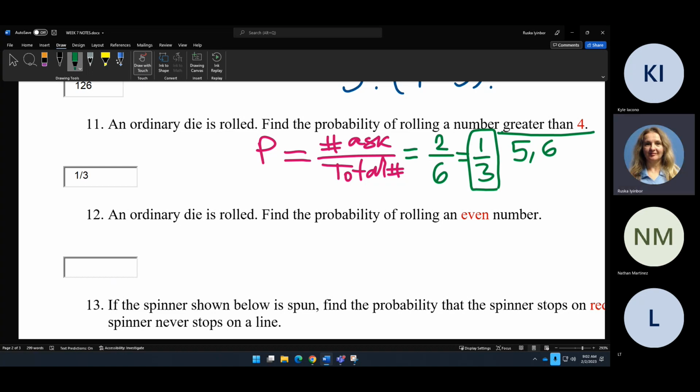There are 2 numbers greater than 4, 5 and 6. It depends what they're asking you. If they're asking what is the probability of getting a number greater than 3, how many are greater than 3? 4, 5, and 6. How many? 3. You count. 3 out of 6. Everybody understand that? Whatever they're asking you on a die. You guys get it? Yes? Okay, let's do the next one.